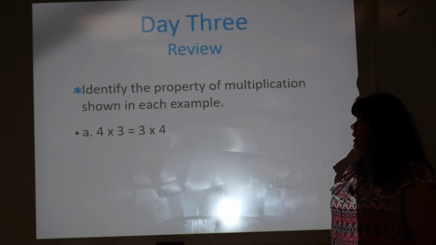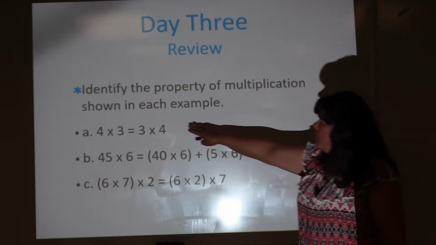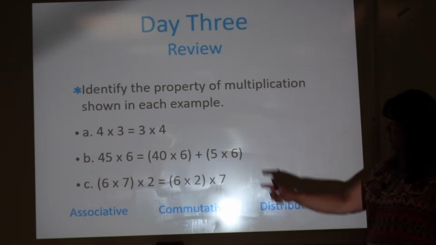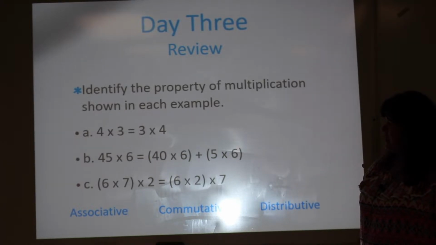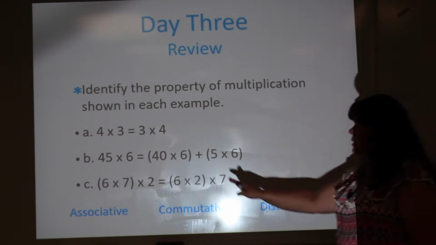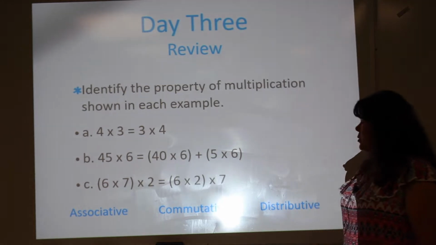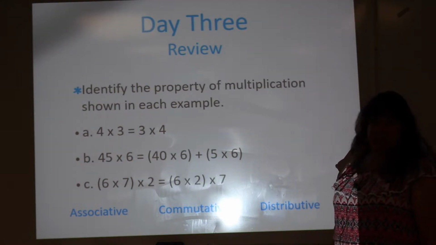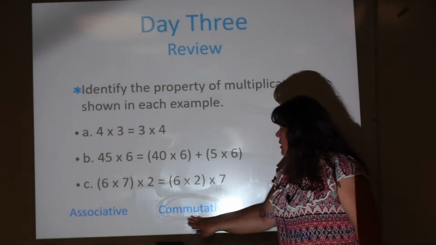I'll give you some time to look at them. So which property would this one be? These are my 3 choices: associative, commutative, and distributive. So hopefully you're noticing that these two, they did a switch from each other. So which one is it then whenever we just switch our factors? All we've done is switch the factors. Hopefully you're thinking commutative.